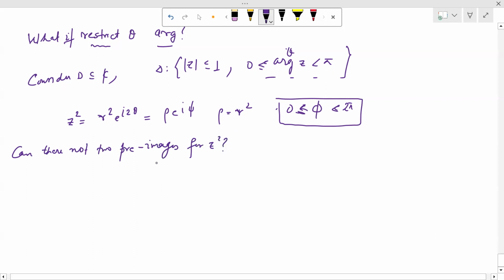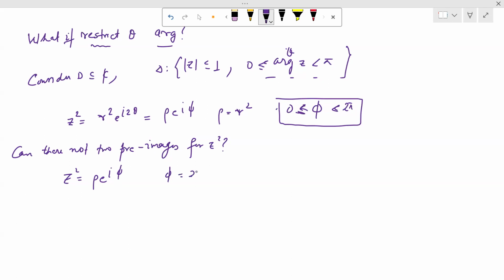This question arises. Then obviously, what would be the pre-image? I know that z square is nothing but some rho e to the power iota phi. Here phi is equal to 2 theta, and I know theta lies between 0 and pi. And I know that rho is equal to r squared.